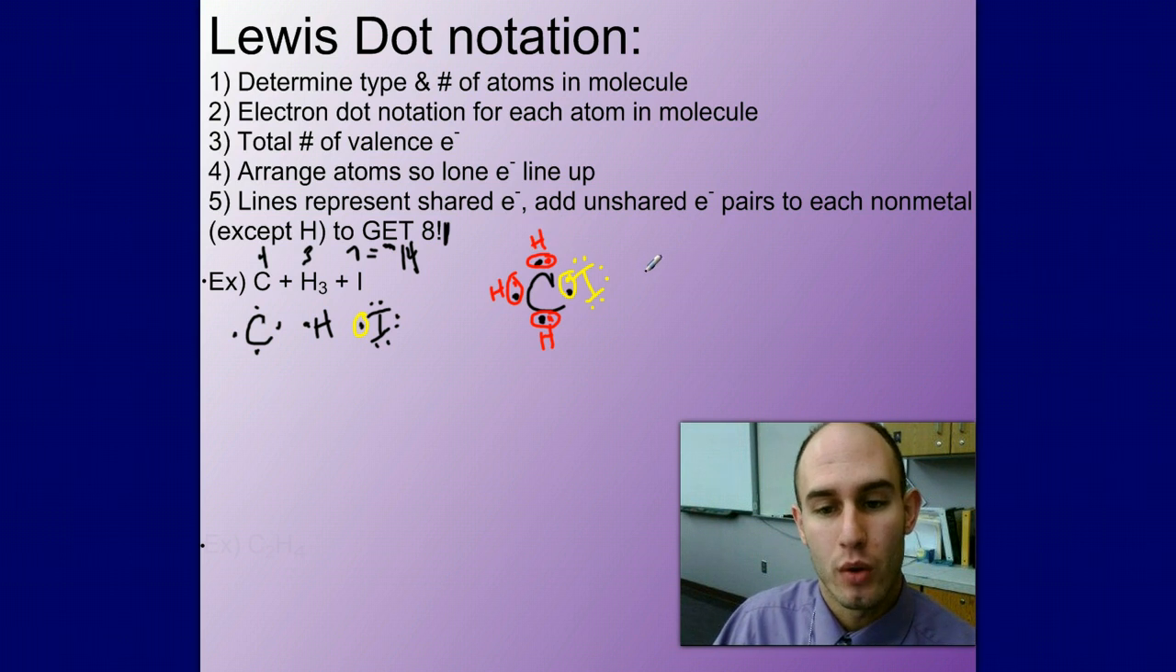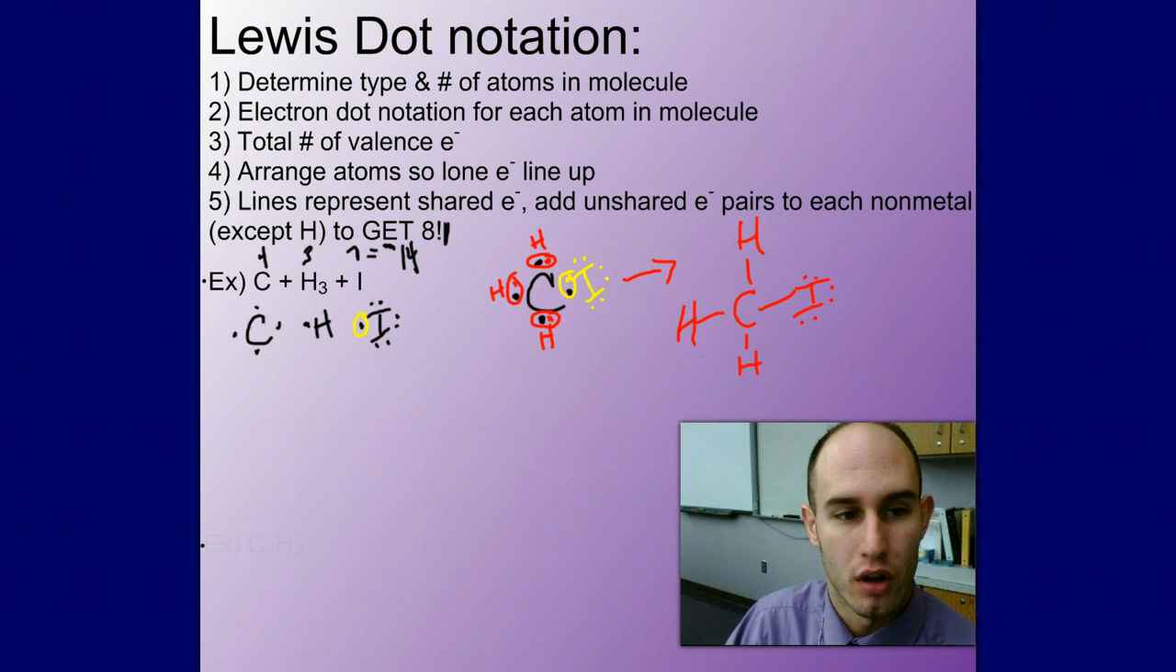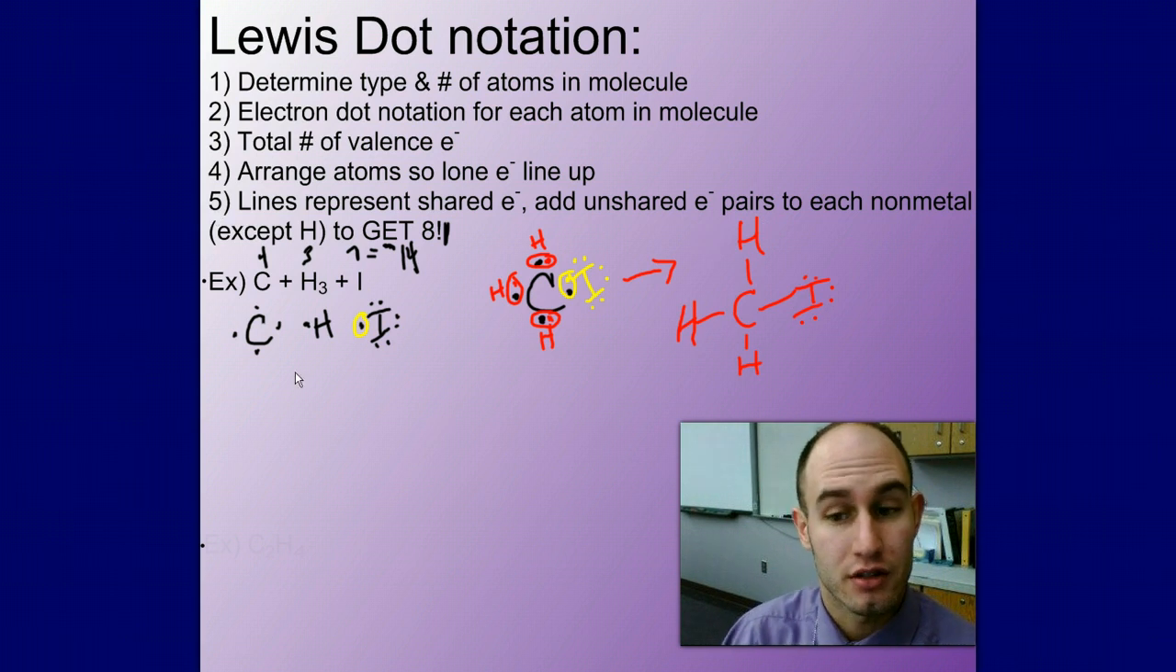Now, basically, what we can do from here is take our dots, and each bonding pair we can represent as a line. So hydrogen is going to bond with carbon, which is going to bond with iodine, bond with hydrogen, and bond with another hydrogen, and then you just fill in any lone pairs that are left over. That's our first example for Lewis dot structures.